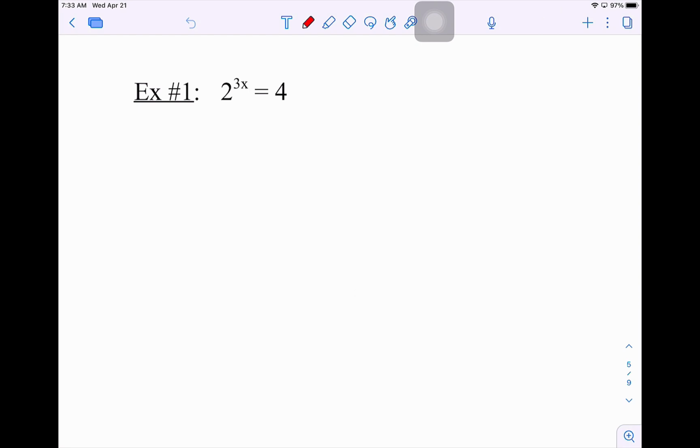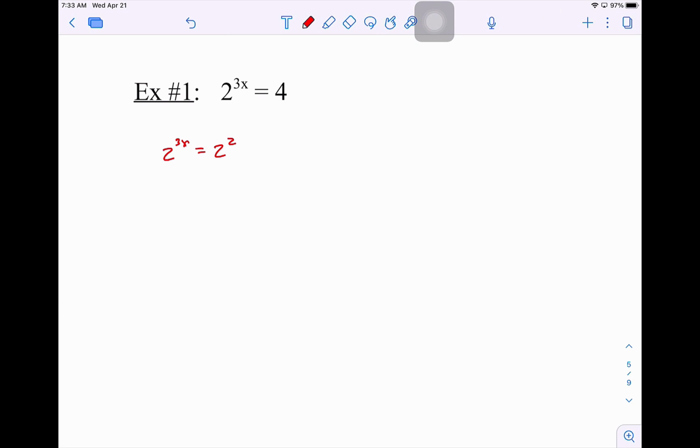So when I rewrite this, I can leave the first part alone, 2 to the 3x, but then I can rewrite 4 as 2 squared, and therefore, now since the bases are equal, the exponents have to be. And therefore, I don't have to worry anymore about the bases being 2.